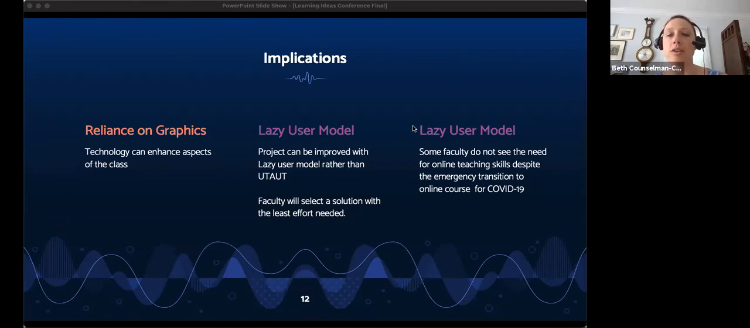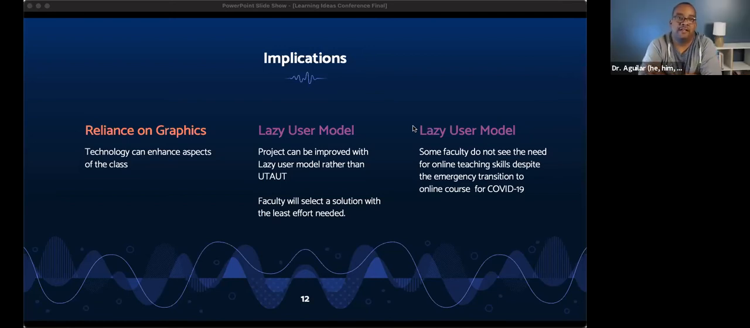And in terms of the emergency transition, faculty still have some reticence about online teaching. We did think that moving to online would get some of the non-believers to buy in, but we were wrong. Faculty wanted what was not actually easiest, but what felt easiest to them. And what felt easiest was the most familiar. And we couldn't look at performance expectancy because there was this sort of default setting to, this is what I know how to do, so this is what I want to do because I assume this will work the best. And that goes back to the idea of reliance on graphics.